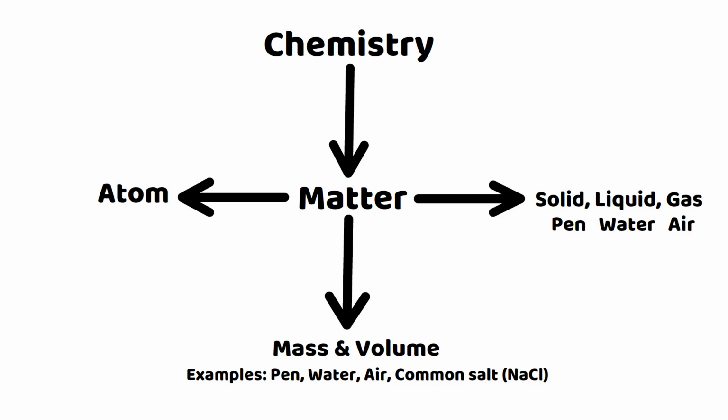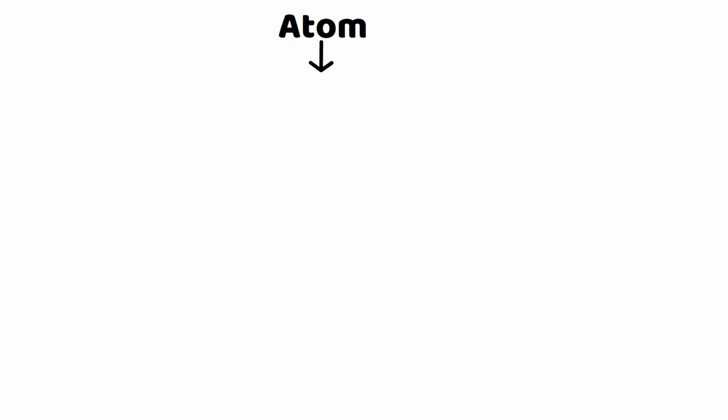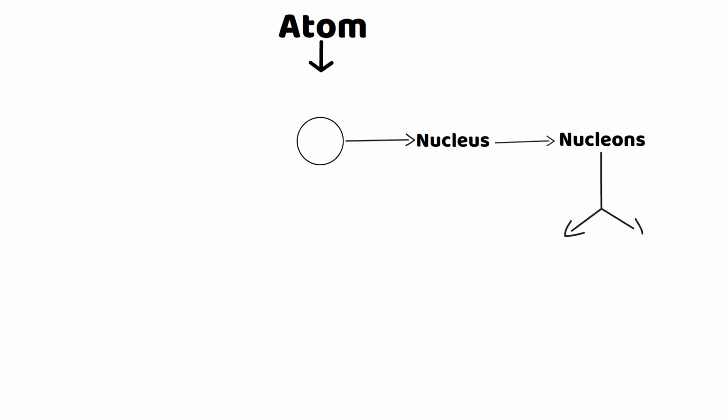Now, let's discuss some more points about this atom, which is the building block of matter. An atom has two parts. The central, relatively denser or somewhat compact part is called nucleus. Inside nucleus, we have different particles. The particles present inside the nucleus are called nucleons. Two most important nucleons are called protons and neutrons.